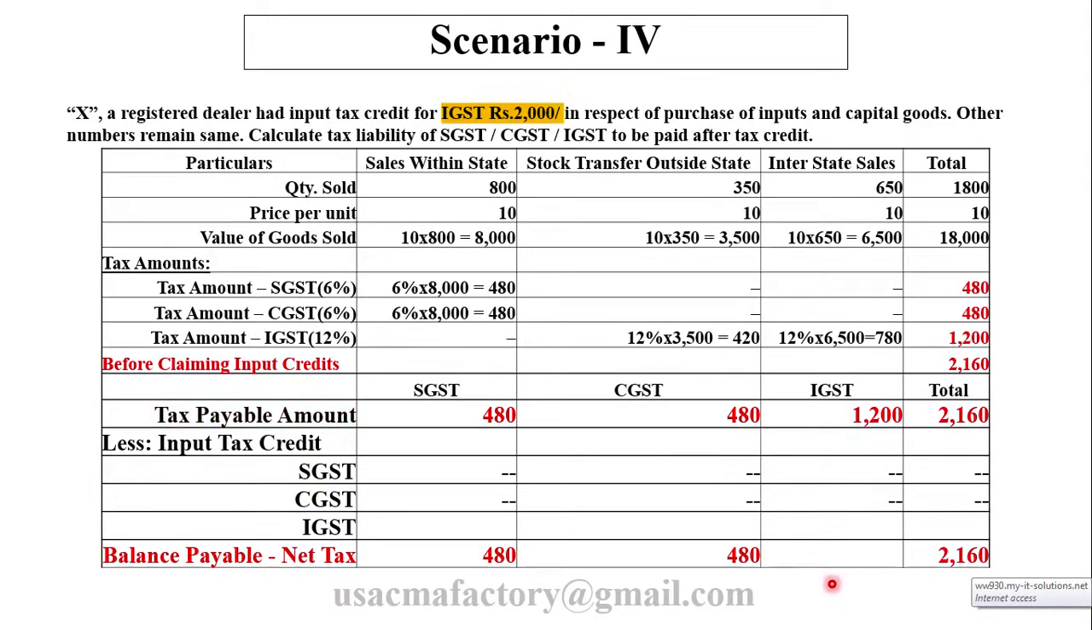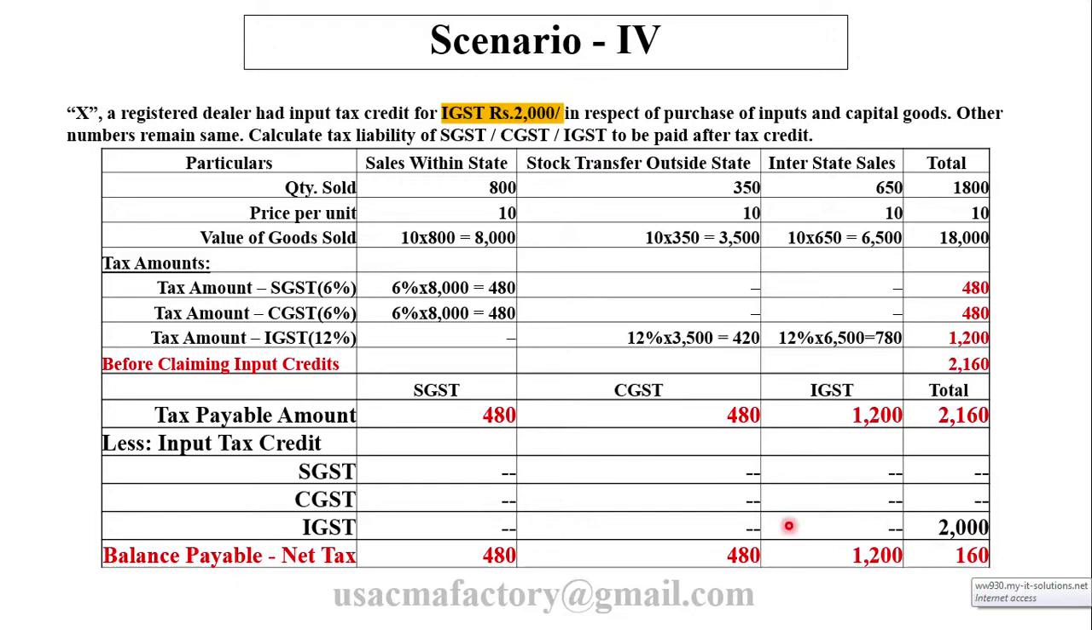Let's go to scenario 4. All calculations are the same regarding these taxes, but the input tax credit is different here, that is IGST 2000. In this case, how to claim? There are no CGST and SGST credits, only IGST. Okay? So IGST claim first. That means we need to claim here 2160 minus 2160.